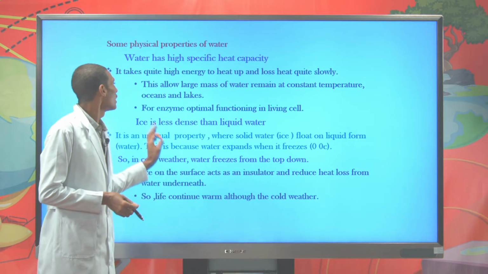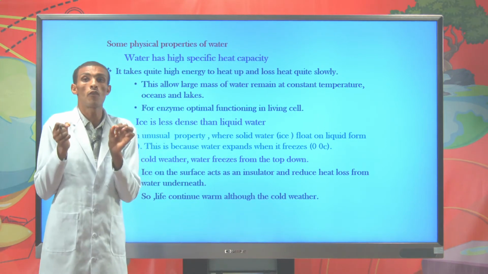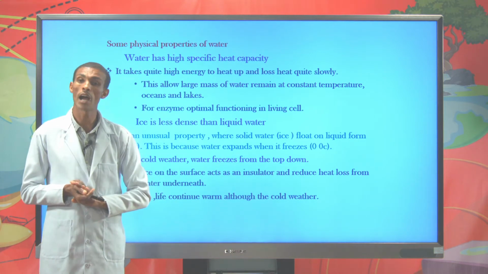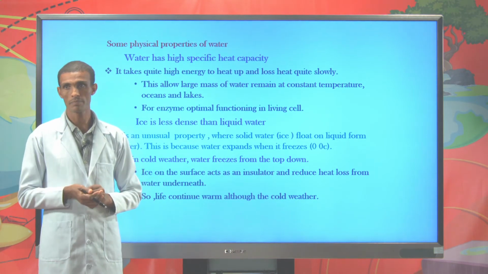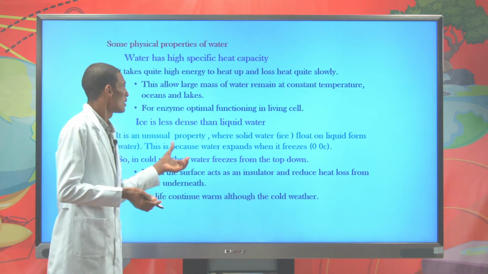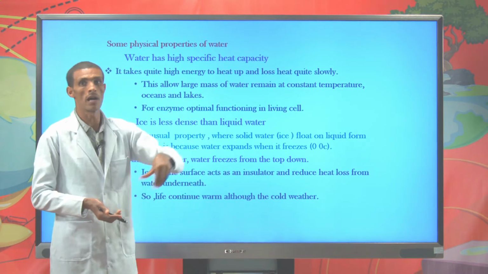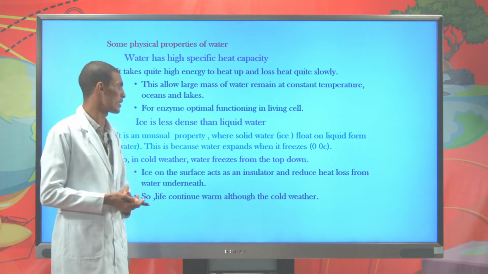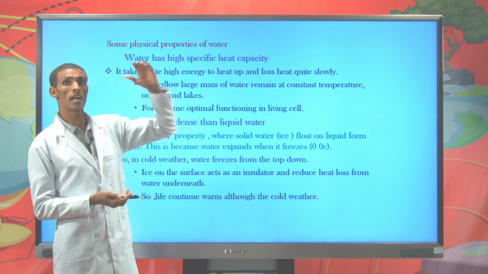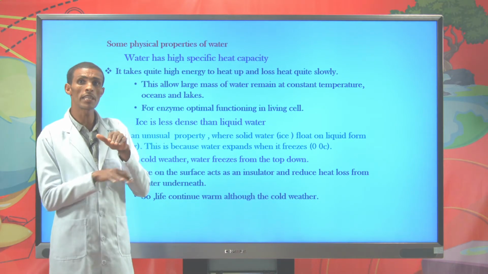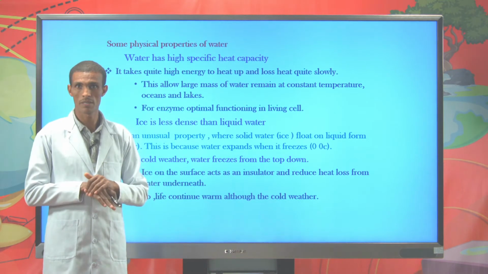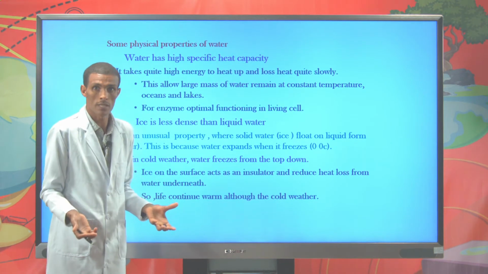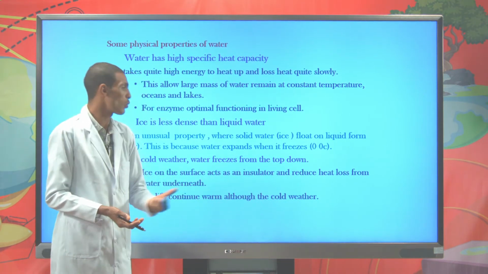Another property: ice, which is the solid form of water, is less dense than its liquid form, which is an unusual property of water. This makes water freeze from the top down. The biological importance of this property is that the ice at the upper part acts as an insulator for the water underneath. This is very important for life to continue to stay warm, even though the climate is cold.